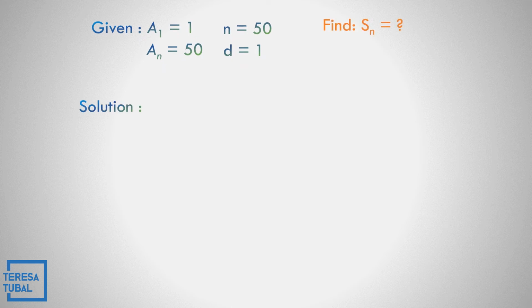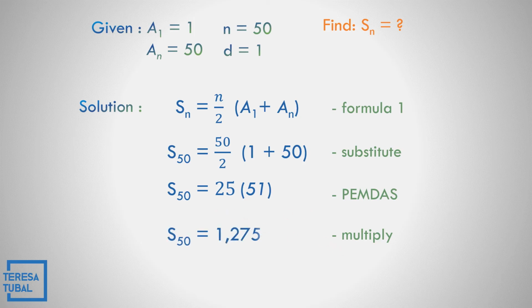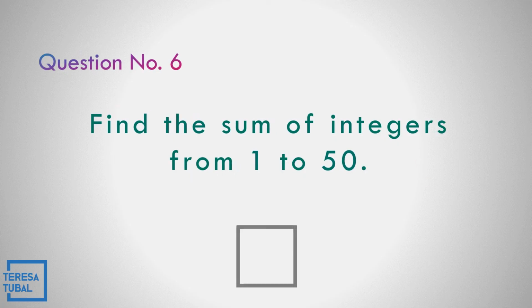So the best formula to be used is S sub n is equal to n over 2 times the quantity a sub 1 plus a sub n, because we have the last term. So n is equal to 50. S sub 50 is equal to 50 divided by 2, times the first term 1 plus the last term 50. Using PEMDAS, 1 plus 50 is 51. 50 divided by 2 is 25. And then multiply: 25 times 51 is equal to 1,275. So the sum of the integers from 1 to 50 is equal to 1,275.